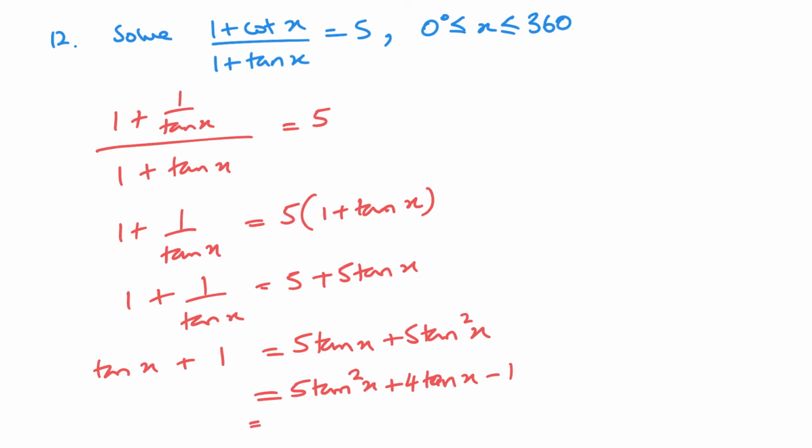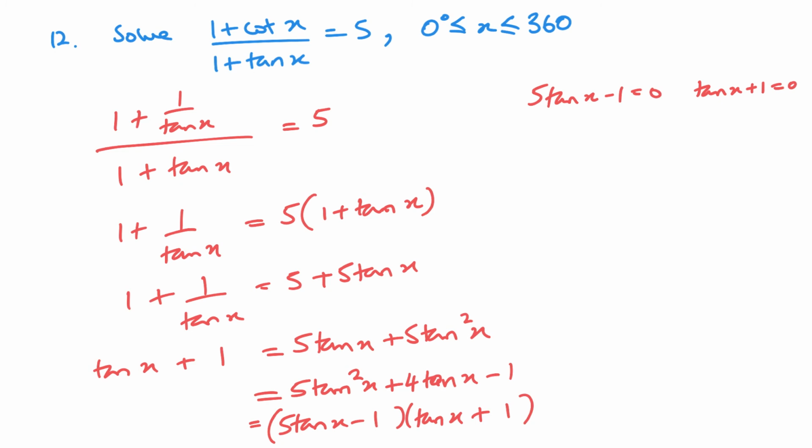And then I can factorize this. So we've got 5 tan x and tan x, and obviously 1 and 1, plus and minus. So that'll give me 5 tan squared x + 5 tan x - 1 tan x, and then minus 1. Okay, so 5 tan x - 1 = 0, or tan x + 1 = 0. So we've got tan x = 1/5, tan x = -1.